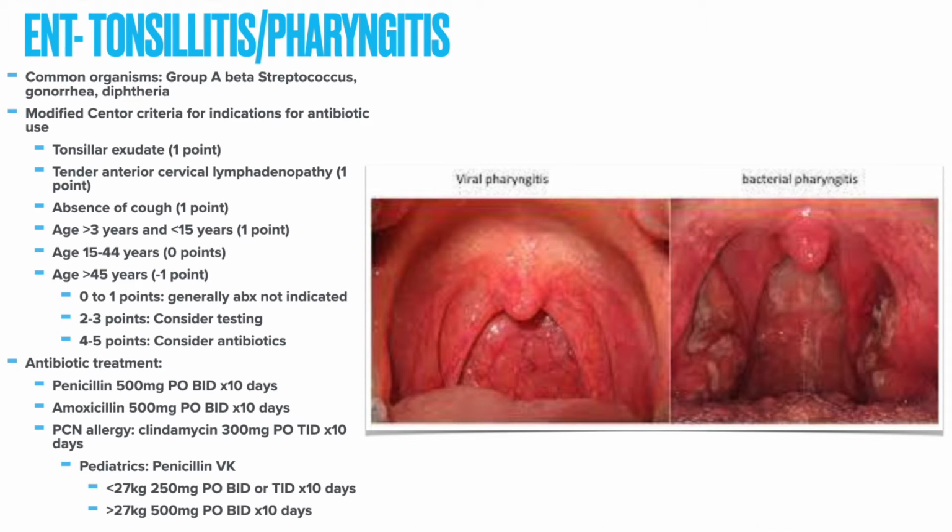Pharyngitis, too, can be viral or bacterial, the most common organisms being streptococcus, gonorrhea, or diphtheria. So the majority of cases are viral and therefore they don't require antibiotic treatment. A strep swab or a throat culture can help you with diagnosing. Also, there's something called the modified Centor criteria that helps you to distinguish when antibiotic use is indicated.